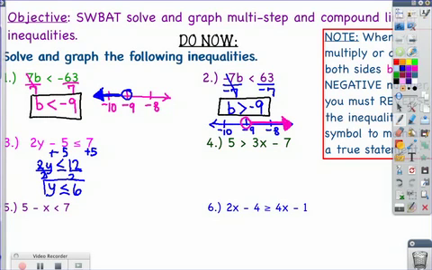Draw the number line. Since we're equal to 6, 6 is a possible solution, so we draw a solid circle on 6 and shade to the left.